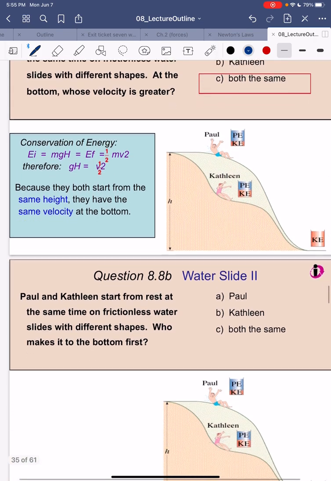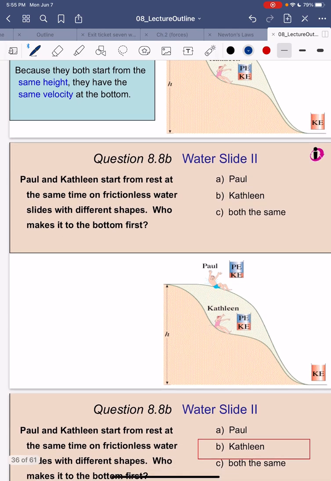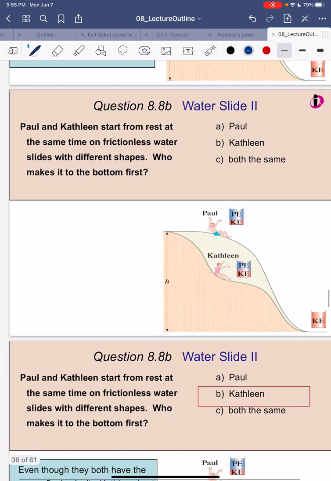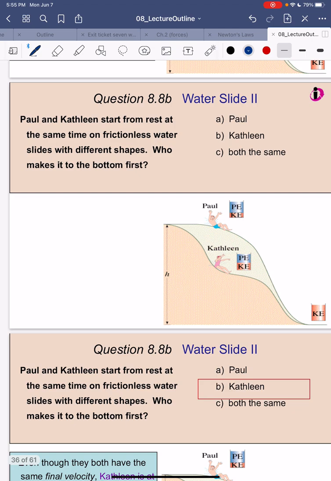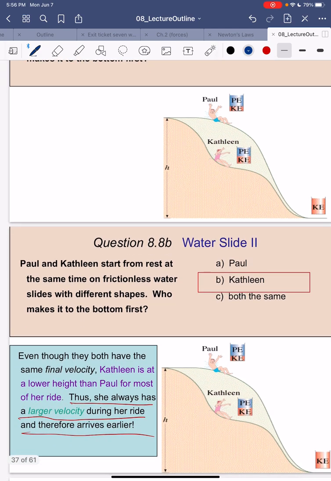But let's say here they start from rest at the same time on frictionless water slides with different shapes. Who makes it to the bottom first? Then this is really here. If you look at the pictures, we're going to find that Kathleen is going to be lower than Paul, which means she is having more speed, more velocity, and she always has a larger velocity during her ride, and therefore she's going to be the one who wins the race.